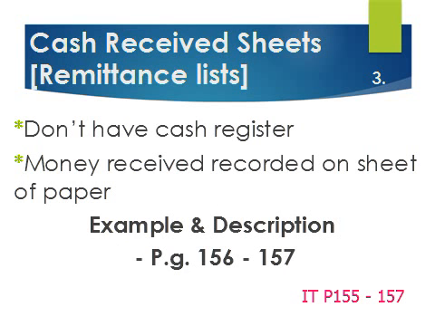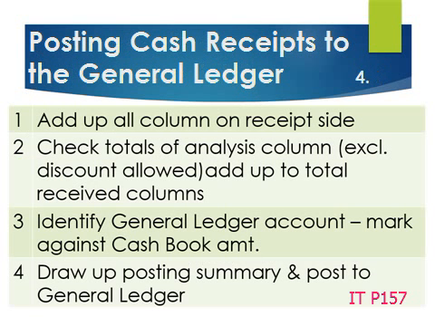3. Some small businesses don't have cash registers, but they still need to record the money they receive. They record the money received on a sheet of paper called a cash received sheet. For an example, and explanations of the parts of a cash received sheet, see page 156 to 157 of your interactive text study guide.